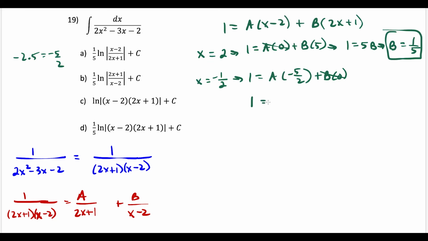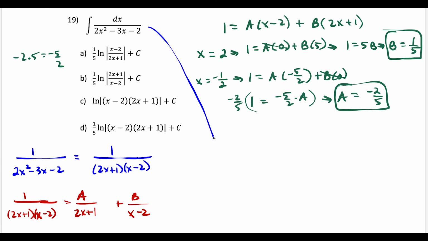We have 1 equals negative 5 over 2 times a. So then if we want to just solve for a, we just multiply both sides by the reciprocal, and this tells us here that a is equal to negative 2/5. So now that we have our a and b values, this is going to tell us how to do the algebra to split up the original integral.